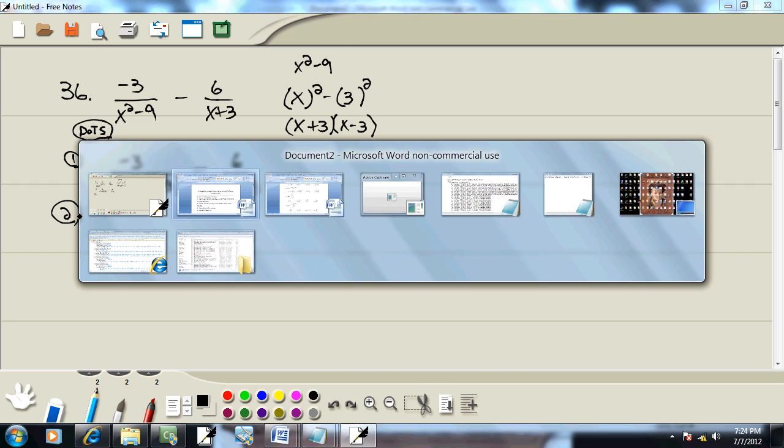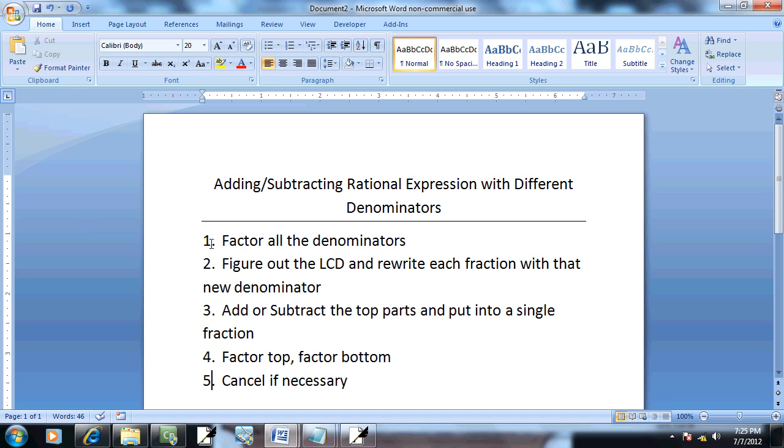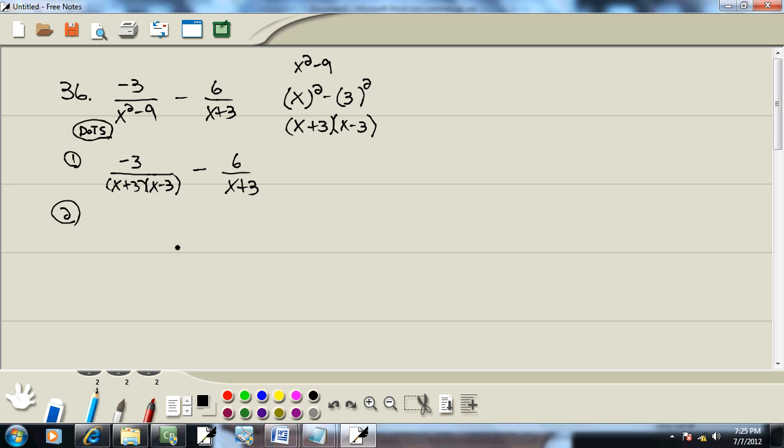Step 2, figure out your LCD and rewrite each fraction with the new denominator. LCD is least common denominator, again. Now we look at each factor. I'm going to start with the x plus 3, and we're looking for the greatest number of x plus 3's in any single denominator. There's 1 here and there's 1 here. So the greatest number of x plus 3's in any single denominator is 1. Now we are not adding how many there are. We're looking for the greatest in any single denominator.